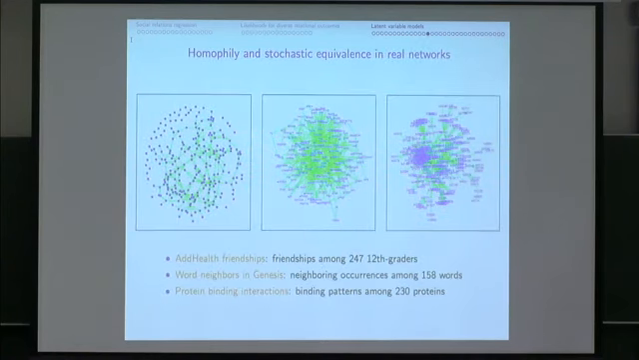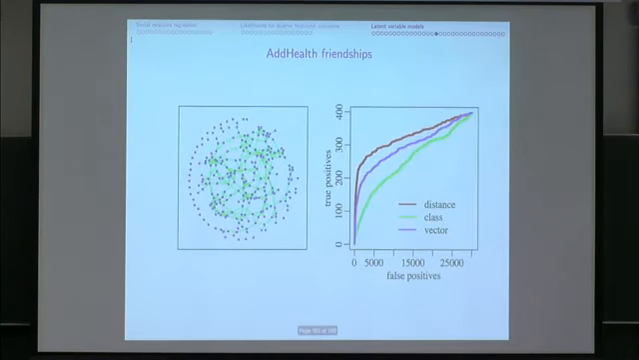Okay, so this is a NIPS paper. I'm just going to tell you the punchline of this NIPS paper. I looked at three graphs. One is a friendship graph. One is a word neighbor graph. And the other is a protein interaction graph. And I did some cross-validation studies. Here's the ROC curve and some out-of-sample predictive performance checks.